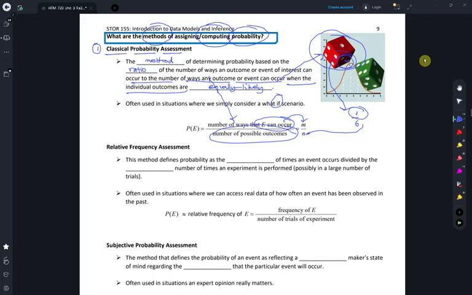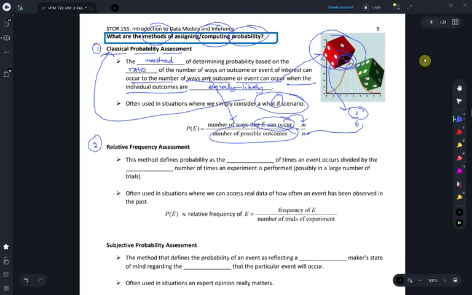So, in what if scenarios, if I were to toss a die, what method would you use to compute or assess the amount of probability that can be ascribed to an event of interest? The particular method that we'll be using in that case is the classical probability method.